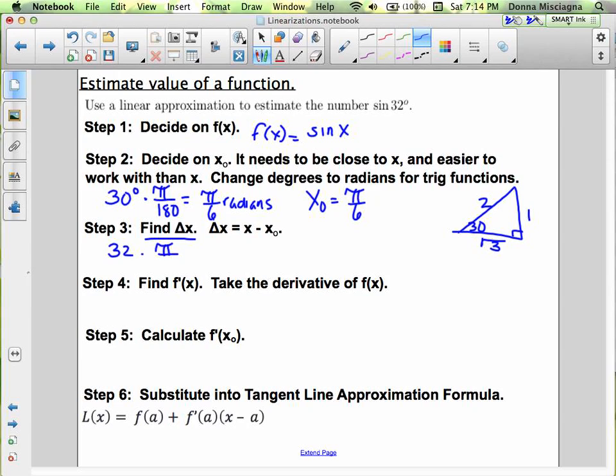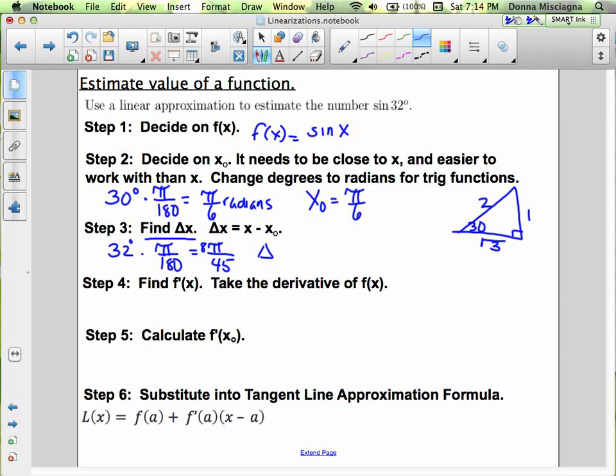It's just not going to be that pretty. We'll change it to radians. 32 times pi over 180. That's, let's see, they're both divisible by 4. So that's 8 pi over 180 divided by 4, which is going to be 45. And that's as simple as it gets. So that's our change, that is 32 degrees in radians.